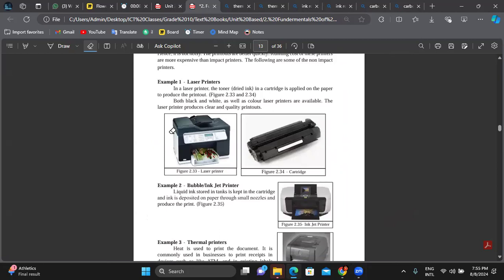Laser printers. In a laser printer, the toner or dried ink in a cartridge is applied on the paper to produce the printout. Both black and white as well as color laser printers are available. The laser printer produces clear and quality printouts. So you got an idea, right? When I read, I'll explain more. Laser printers have the best quality printouts. According to my experience, I have seen laser printers have the best quality.